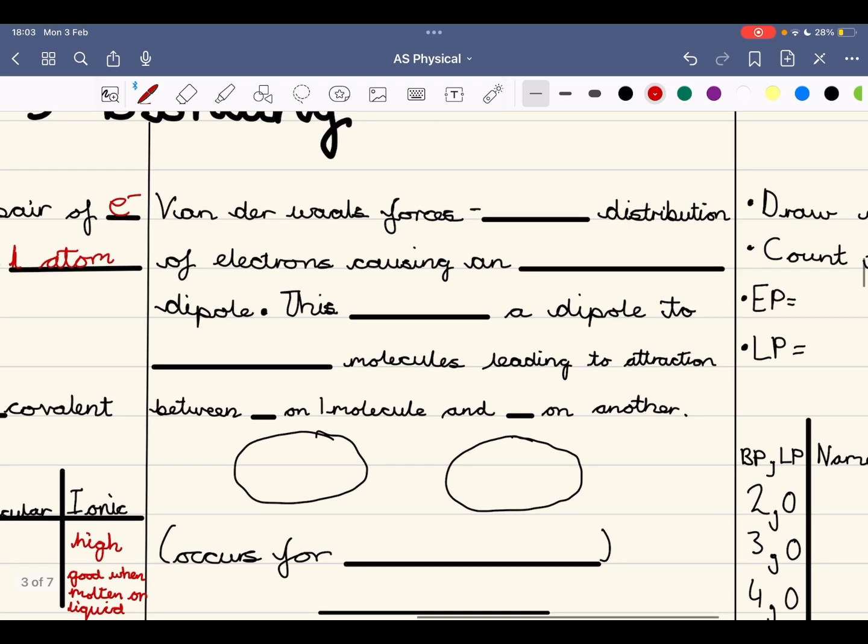But first, van der Waals forces occur when you have an uneven distribution of electrons, causing a temporary dipole. This induces a dipole to neighboring molecules, leading to an attraction between slightly negative on one molecule and a slightly positive on another.